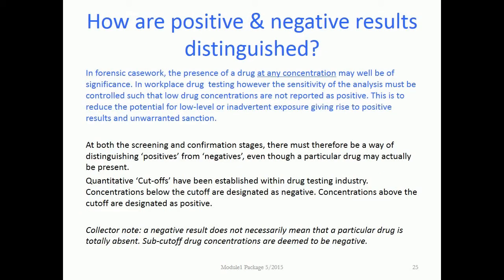How are positive and negative results distinguished? In forensic casework, the presence of a drug at any concentration may well be of significance. In workplace drug testing, however, the sensitivity of the analysis must be controlled such that low drug concentrations are not reported as positive. This is to reduce the potential for low-level or inadvertent exposure giving rise to positive results and unwarranted sanction. At both the screening and confirmation stages, there must therefore be a way of distinguishing positives from negatives, even though a particular drug may actually be present.